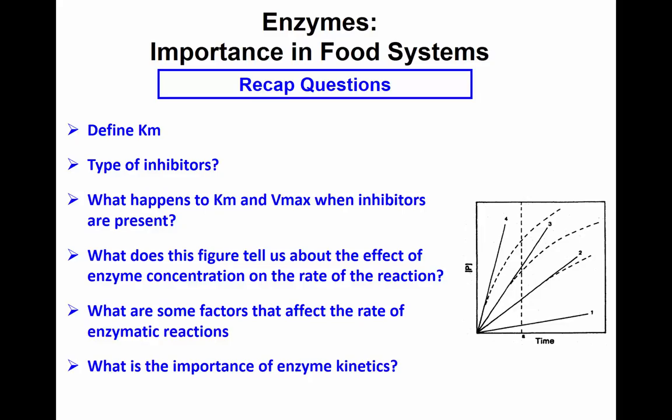Okay, so what does this figure tell us about the effect of enzyme concentration on the rate of the reaction? 1, 2, 3, 4 is increasing concentration of the enzyme. So what happens to the rate of the reaction when the enzyme concentration is changing? From this curve, what do you see? What's happening to the slope?